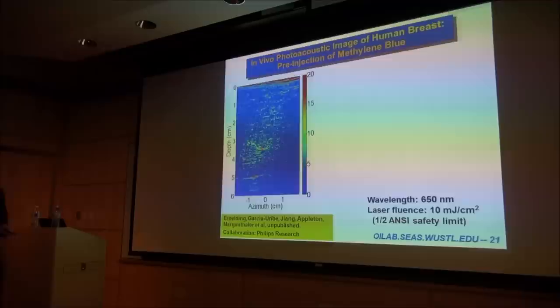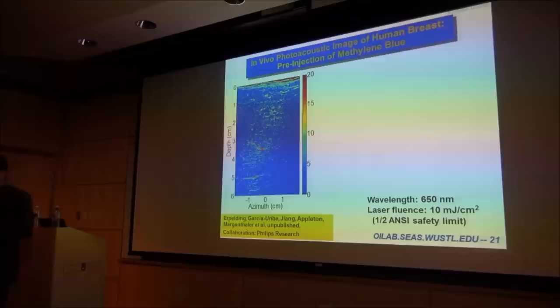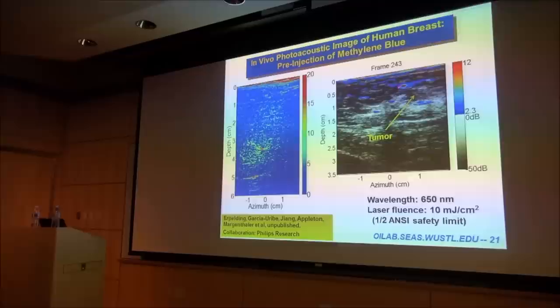This is one example demonstrating how deep we can penetrate in biological tissue. This is, in fact, our first breast cancer patient we imaged. And you can see certain features at a depth of about 6 centimeters. Extremely encouraging. Our ex vivo study demonstrated 7 to 8 centimeters, in fact. This is a breast tumor, you can see. This is an overlay with the grayscale ultrasound image, where the color shows you the photoacoustic contrast. They actually match quite well in this case.